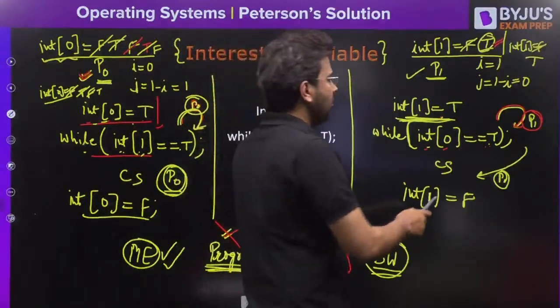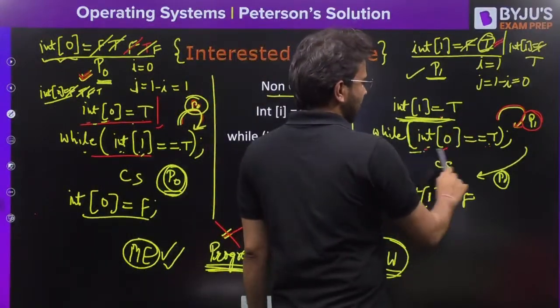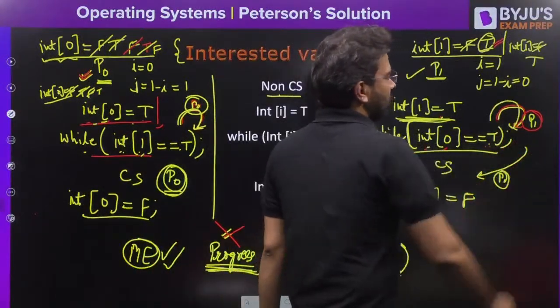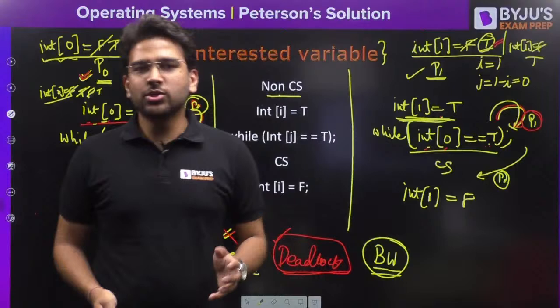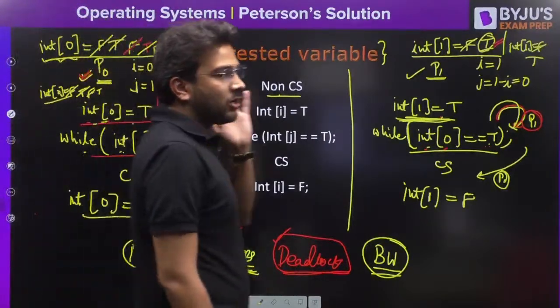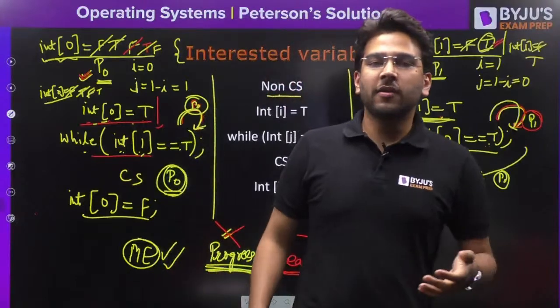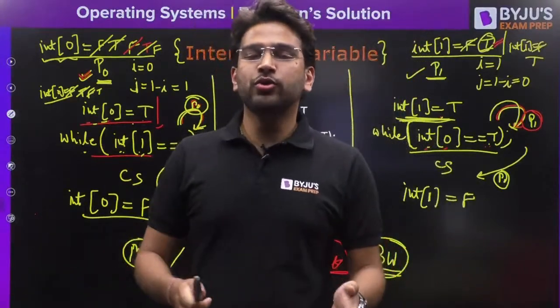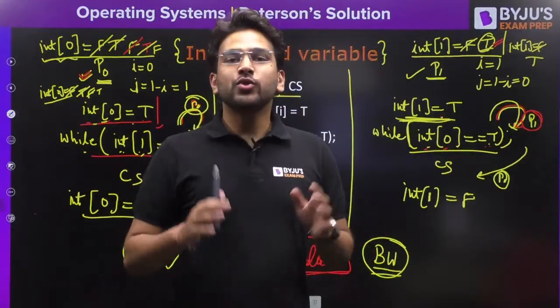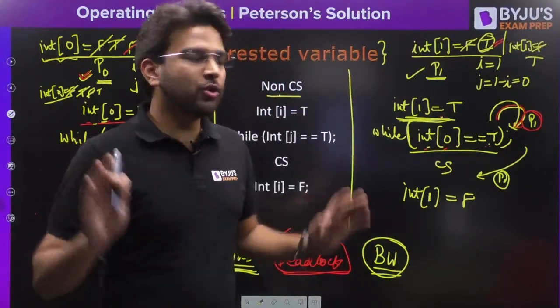Let's talk about P1 now. Int 1, that is already executed. Int 0 is equal to true. Yes, it is true. So P1 will also get blocked. That means this is a similar case of deadlock here, where none of the processes is able to proceed when the other process also shows its interest to access the critical section. So can we say bounded waiting is also not satisfied here?